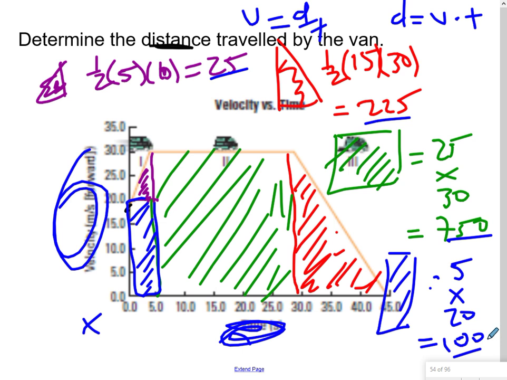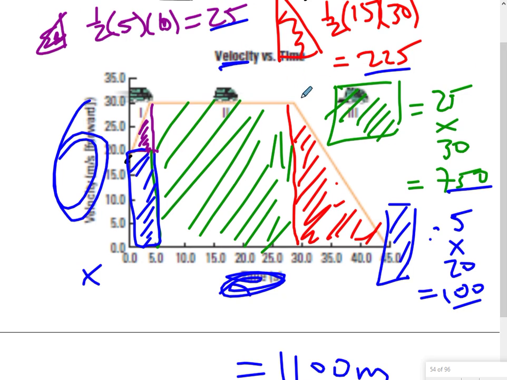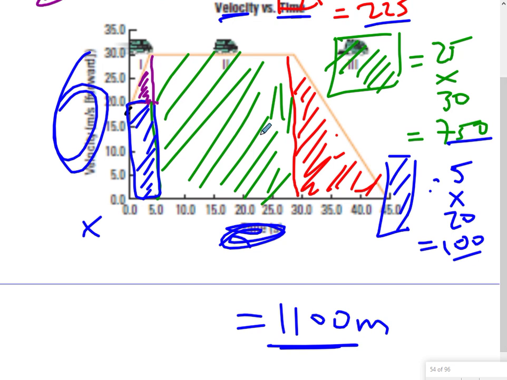So last step, and then I'm done for the day. 25 plus 225 plus 750 plus 100 gives me a grand total of 1100. And that's going to be in meters. This now tells you how far the object has traveled. So that's what's really useful about this graph now, is I know information about its velocity, its time. If I wanted to know about acceleration, I would calculate slopes. And if I want to know how far it traveled, I do areas of shapes.